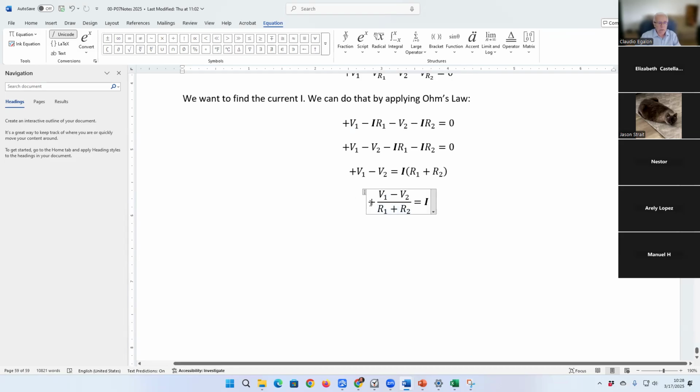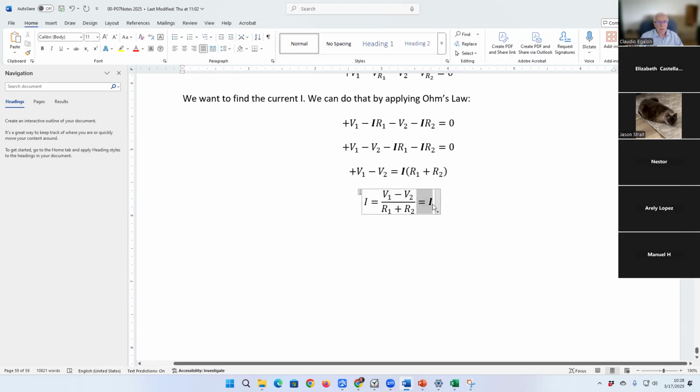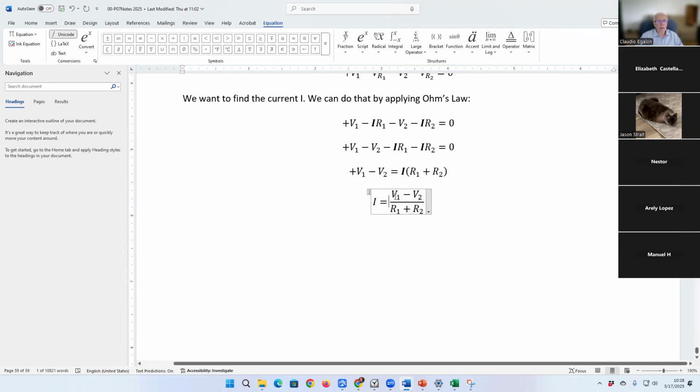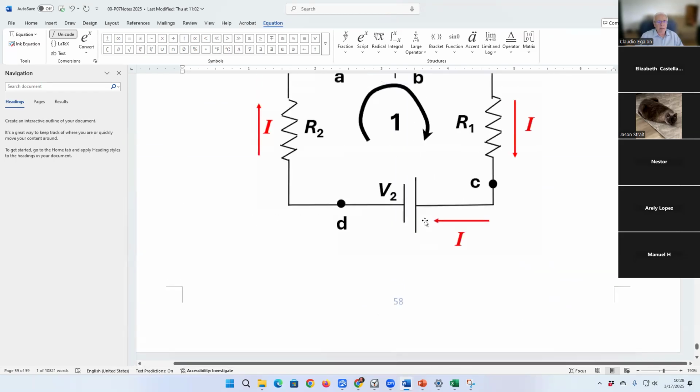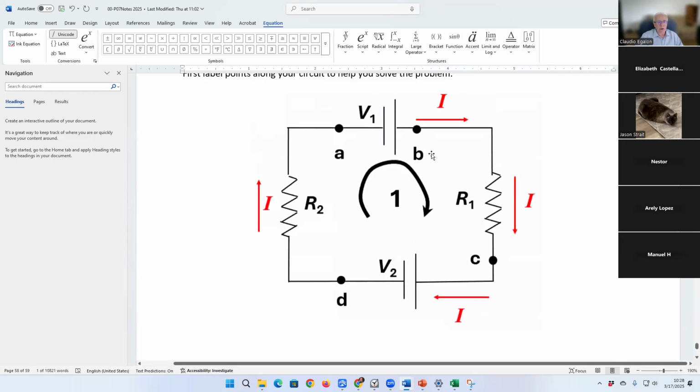That's the final solution of our problem. V1 minus V2 divided by R1 plus R2. Notice that the two power supplies are subtracting from each other because they are pointing against each other. See that? The positive of this power supply is facing the positive of the other power supply. If you want to boost the current, you have to change the direction of this power supply here. You gotta put the positive on this side and the negative on this side, okay?